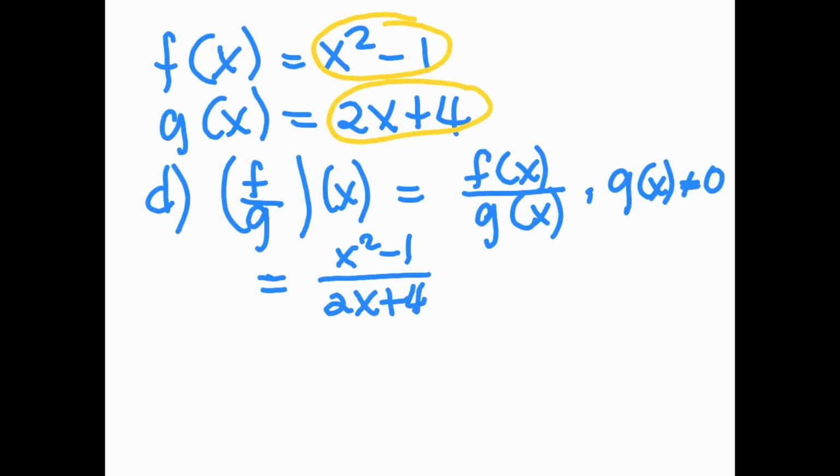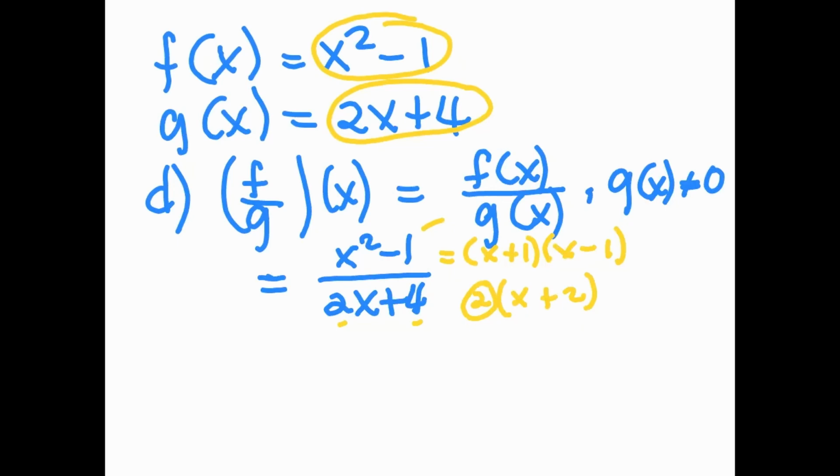Now, trying to simplify, we don't see any common factors between the numerator and the denominator, because when you find the complete factors of the numerator, this being the difference between two squares, the factors are two binomials, x plus 1 times x minus 1. With the denominator, although there's a common factor of 2, the second factor will be x plus 2 when that common factor is extracted.